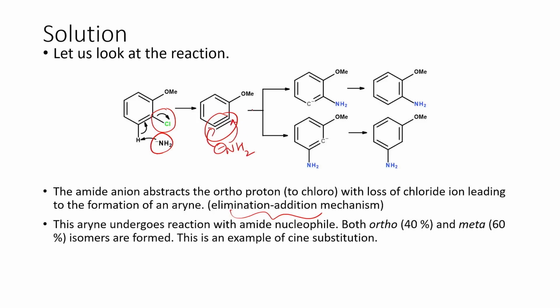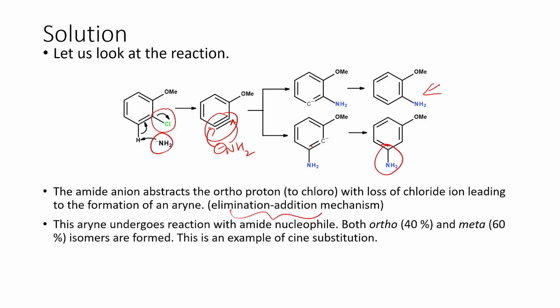So we have two options that are possible. If it attacks ortho to the methoxy unit, we end up with this particular product. If it attacks the meta carbon with respect to the anisole or the methoxy ether, we end up with this product, that is the meta derivative. So there are two possibilities that can occur in this particular reaction. Here we have to find out what is the major product.